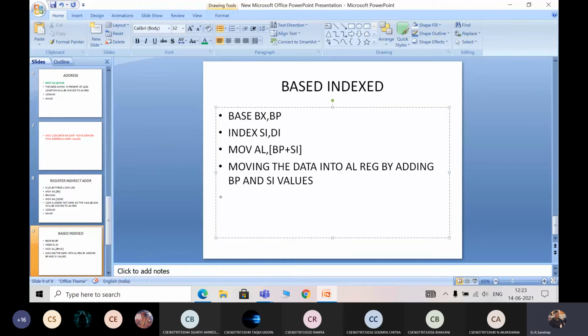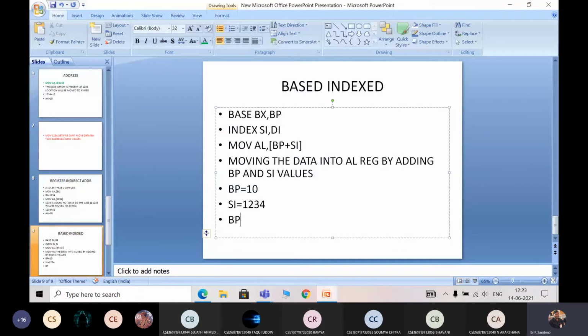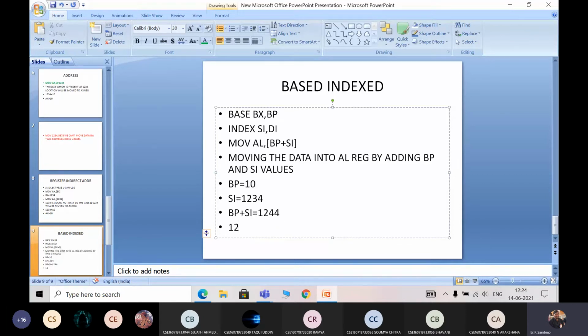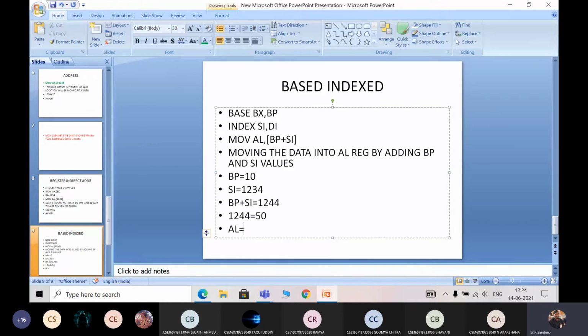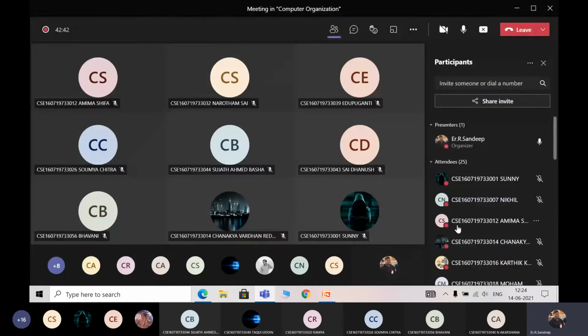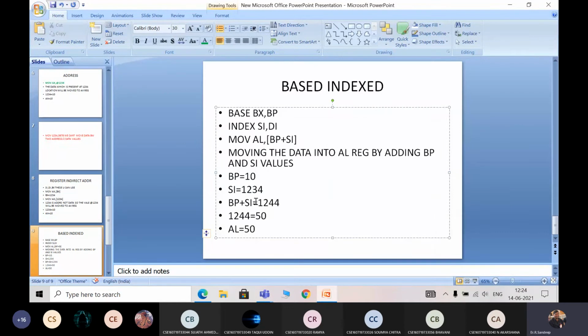Let us take an example. Suppose BP is having 1000 and SI is having 2, 4, 4 or so; if you add BP plus SI together, you will get 1244. So the value which is present at location 1244, suppose 1244 is having the value 50, then the value of AL is equal to 50. That is the meaning. So base plus index register value.